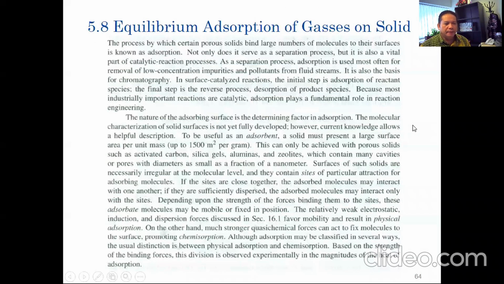Hello guys again. Our next topic will be equilibrium adsorption of gases on solids. So what does adsorption mean? Adsorption is basically when you have a solid surface, and the molecules, either liquid or vapor, or gases, stick to the surface. So that is called adsorption.